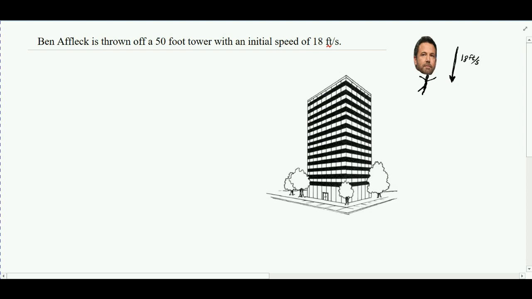Okay, so let's do a quick example problem here. Let's just say Ben Affleck is thrown off a 50-foot tower, and when he is thrown from this tower, he has an initial speed of 18 feet per second. Now, as you immediately notice from this question, what do you not see? You don't see any variable that has to do with time. 18 feet per second is a velocity, because we know the direction. The direction's down.